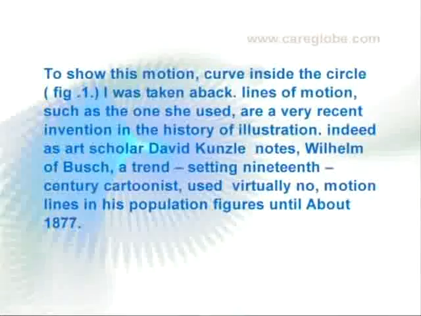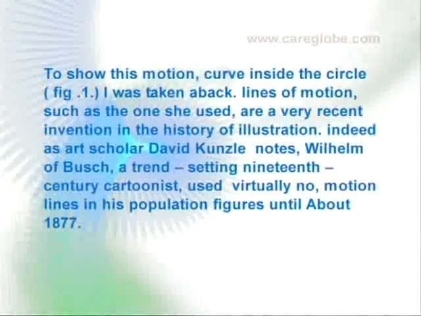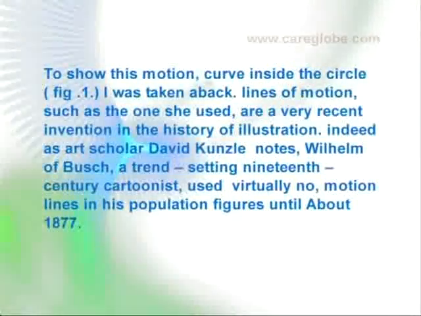She traced a curve inside the circle. And if you look at the options, option C exactly matches: included a symbol representing movement. You may think there is no word or phrase to indicate movement over here. If you just continue to read, "lines of motion such as the one she used."